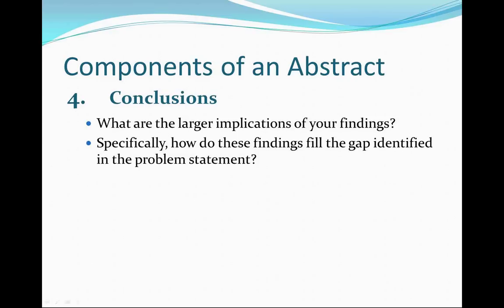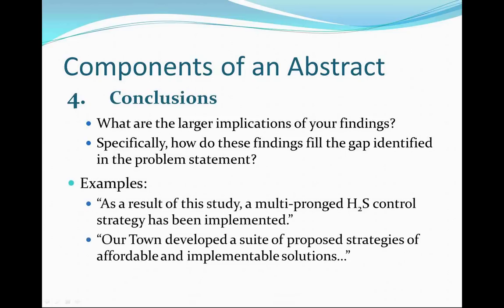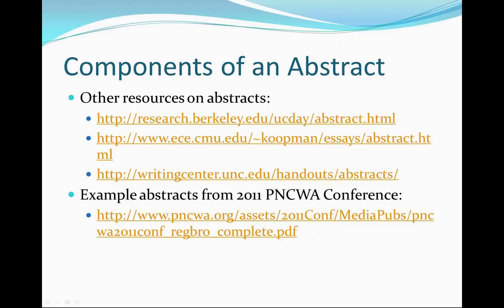And then your conclusions. So what are the larger implications of your findings, and how do these findings fill the gap you identified in the problem statement? So some examples are: as a result of this study, a multi-pronged hydrogen sulfide control strategy has been implemented, or our town developed a suite of proposed strategies of affordable and implementable solutions. And that summarizes the components of an abstract.